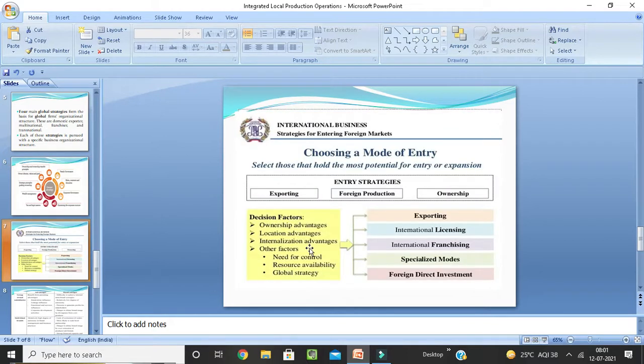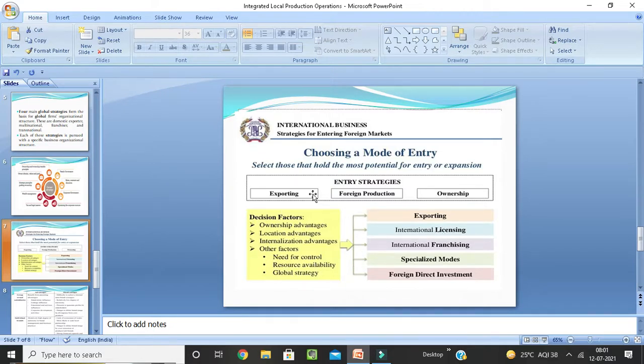Now, see how choosing a mode of entry into the global market works. First we need exporting. Once we start exporting the goods, then foreign production takes place, then we will get the ownership. Now, decision factors can be taken. If we have ownership, advantages will be there. We can take location advantage, internationalization advantage, and other factors like the need for control, resource availability, and global strategies. All these things we can decide if we have the ownership.